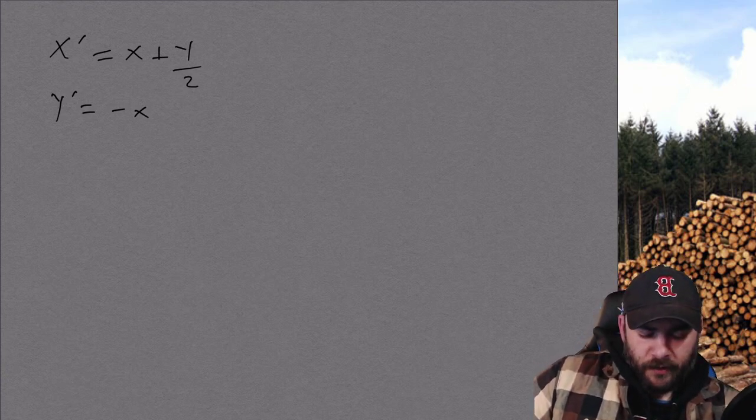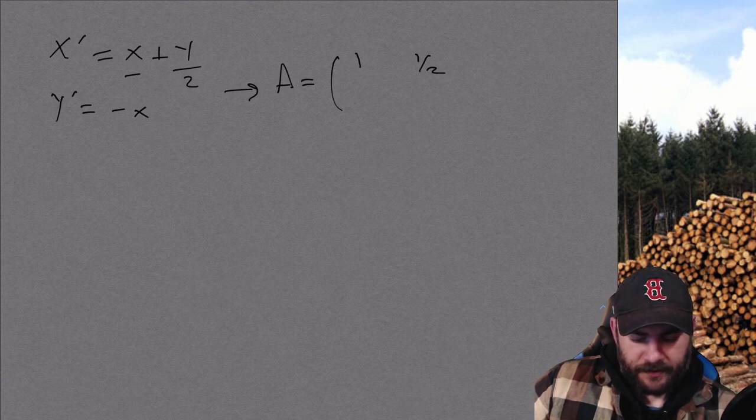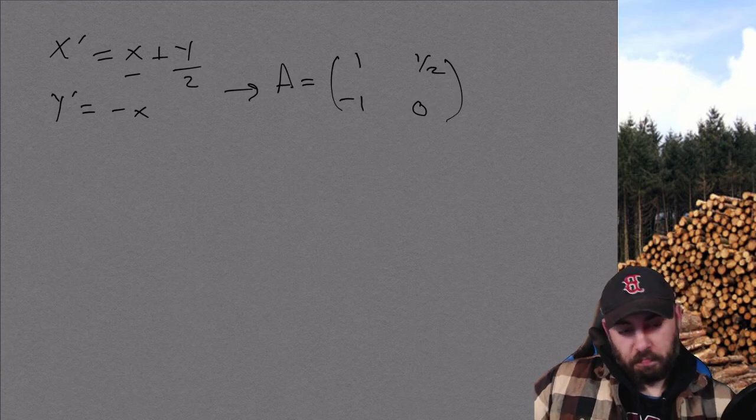And so from here, you want to be able to extract the coefficient matrix A. What's in front of the x here is a 1. What's in front of that y is a 1/2. What's in front of the x here is a negative 1. What's in front of the y there is a 0. There's my coefficient matrix. Cool.